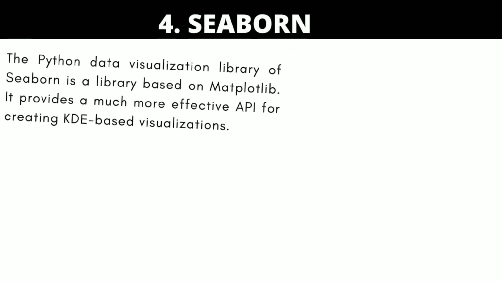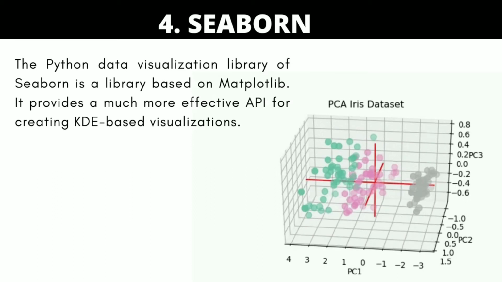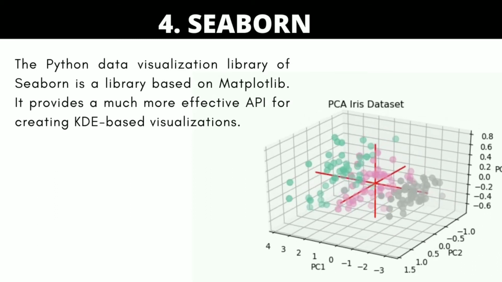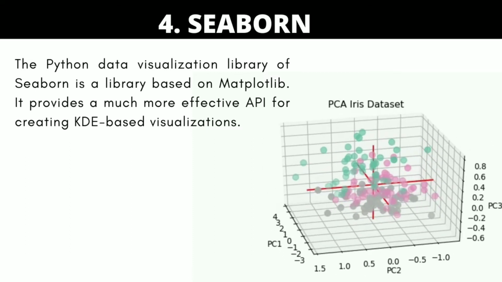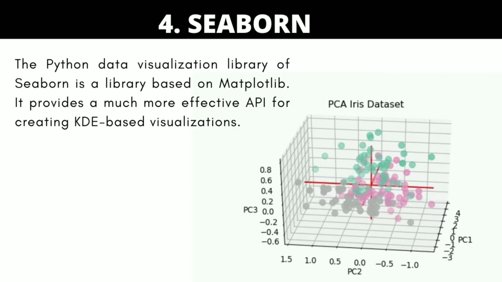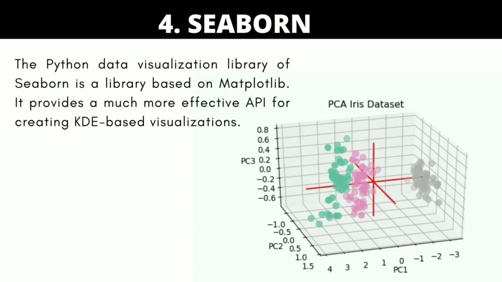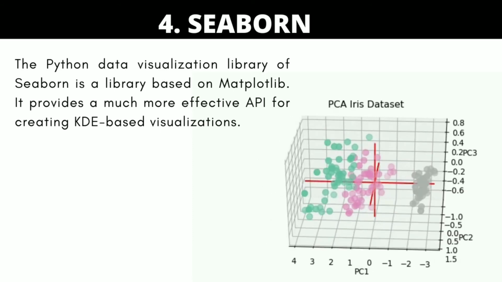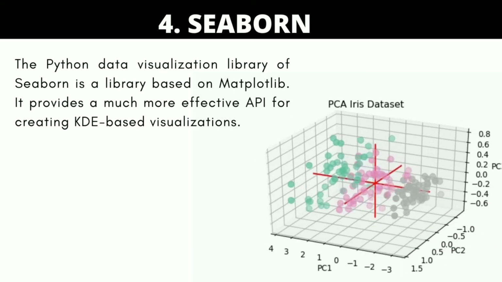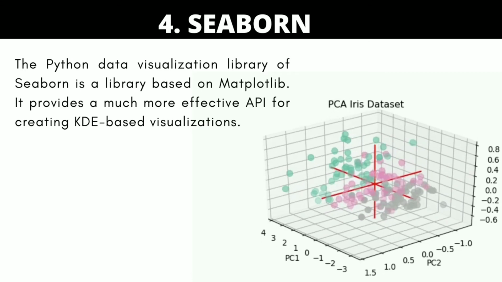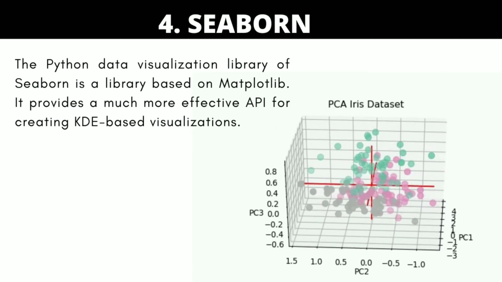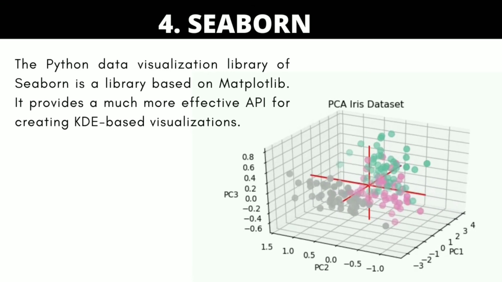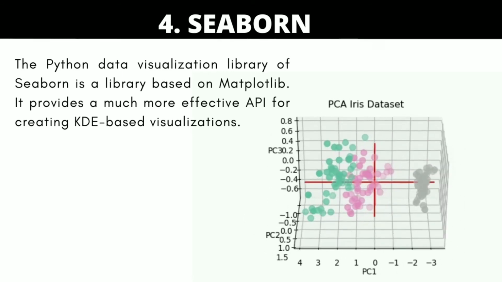The fourth library in my list is Seaborn. The Python data visualization library Seaborn is a library based on Matplotlib. It provides a much more effective API for creating KDE plots. It provides a high-level interface for drawing attractive and informative statistical graphics. It is tightly integrated with the PyData stack, including support for NumPy and Pandas data structures. Seaborn aims to make visualization a central part of exploring and understanding data. Its dataset-oriented plotting functions operate on data frames and arrays containing whole datasets and internally perform the necessary semantic mapping and statistical aggregation to produce informative plots.